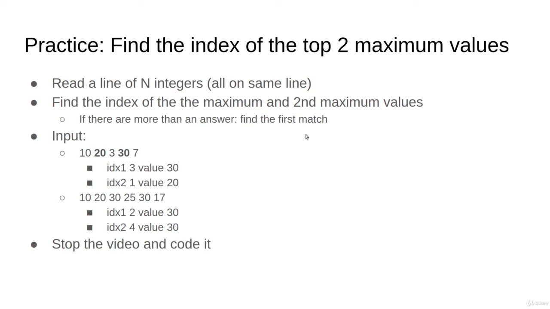For example, let's say the input is 10, 20, 30. Then the value 30 is the maximum value here. It has an index of 3. And the second maximum is 20. It has an index 1.